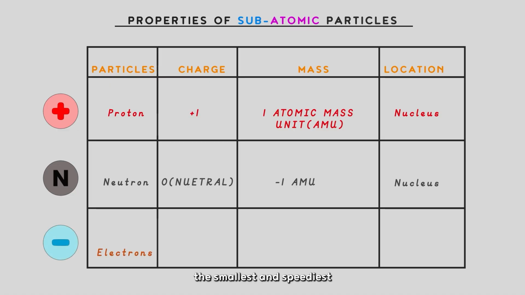Now for the electron, the smallest and speediest of the three. Charge: electrons have a negative charge written as -1. Mass: here's the crazy part. Their mass is tiny, about 1/8400th. That means they're nearly 2,000 times lighter than protons or neutrons. We usually say their mass is so small it's negligible when calculating the atom's total mass. Location: unlike protons and neutrons, electrons don't hang out in the nucleus. Instead, they move around it in specific zones called electron shells or orbitals.